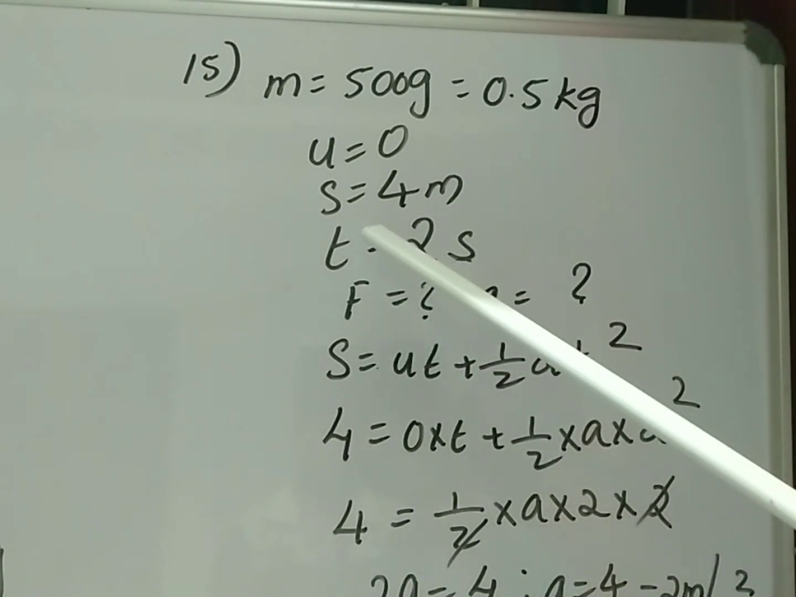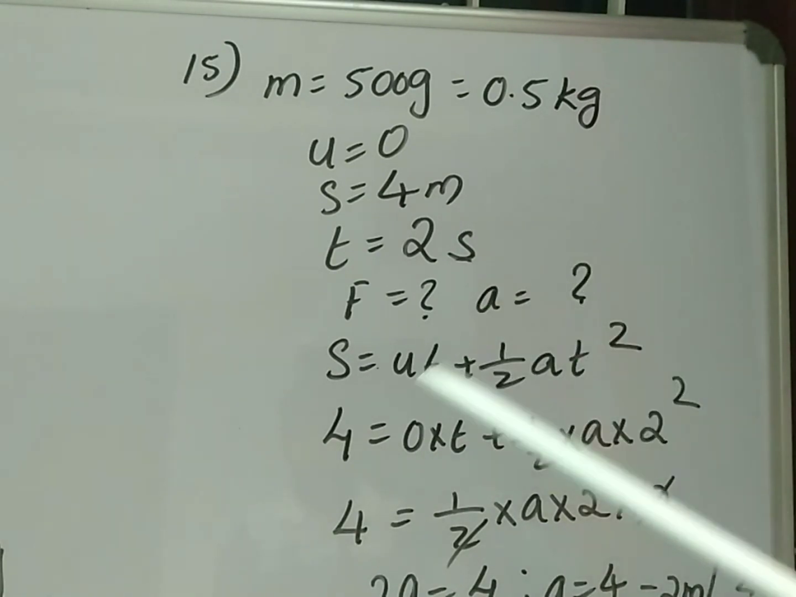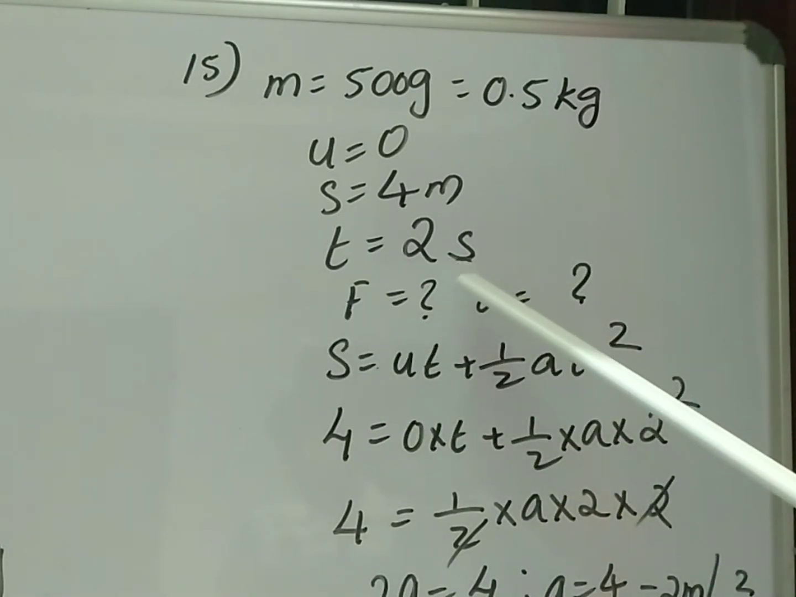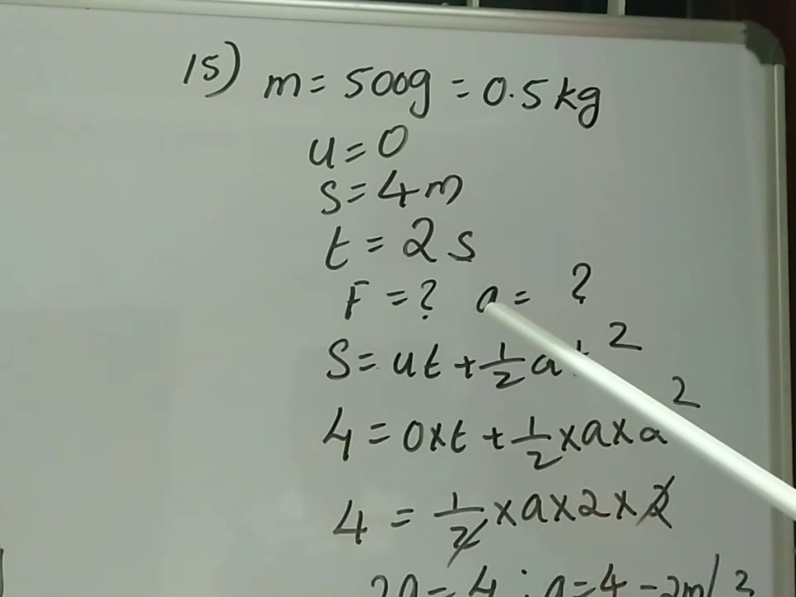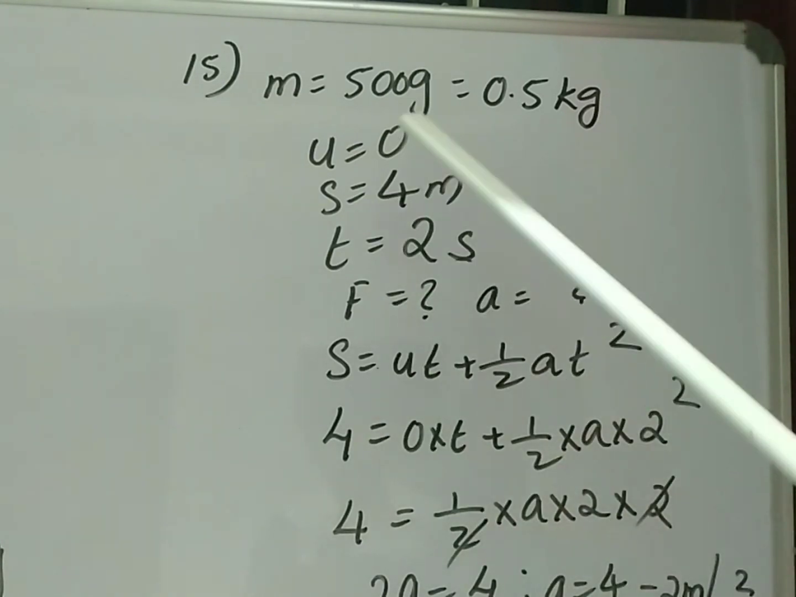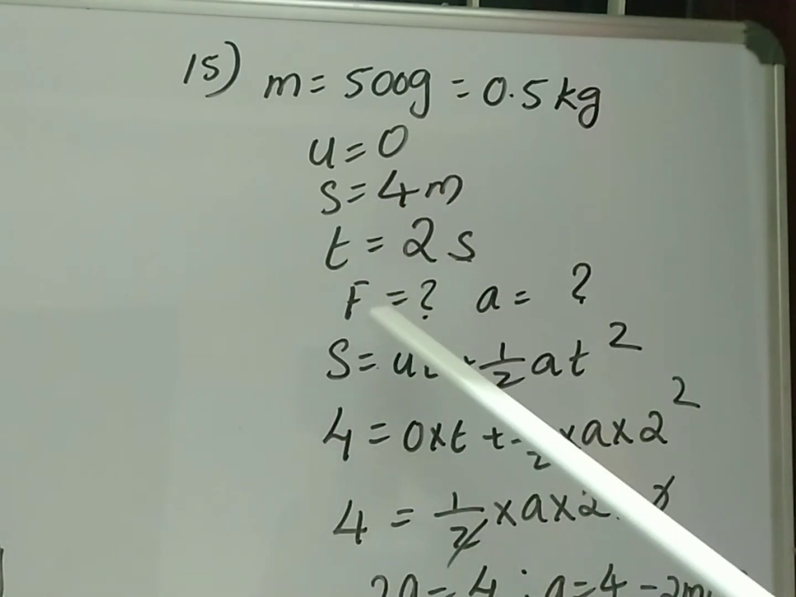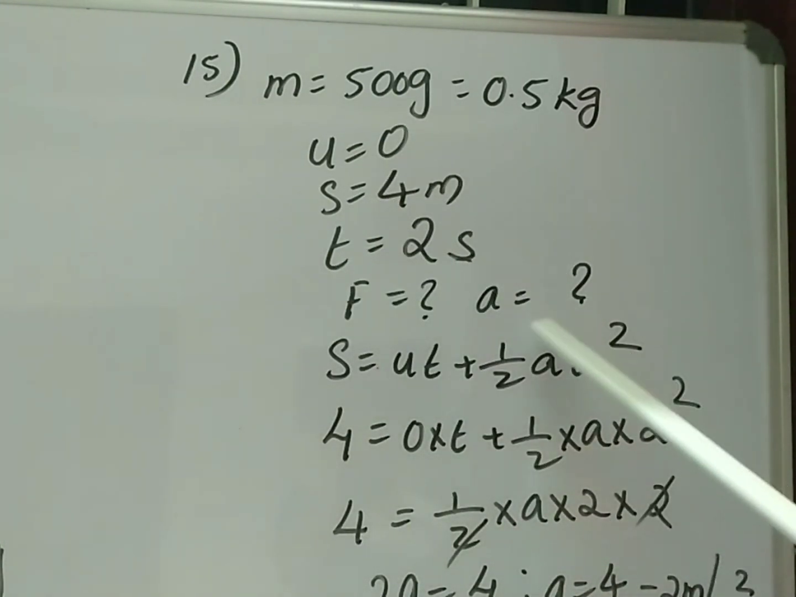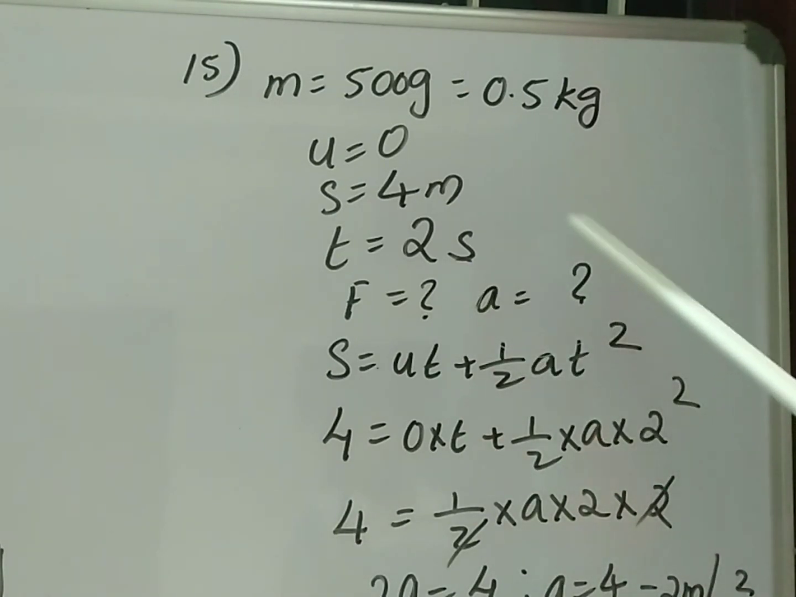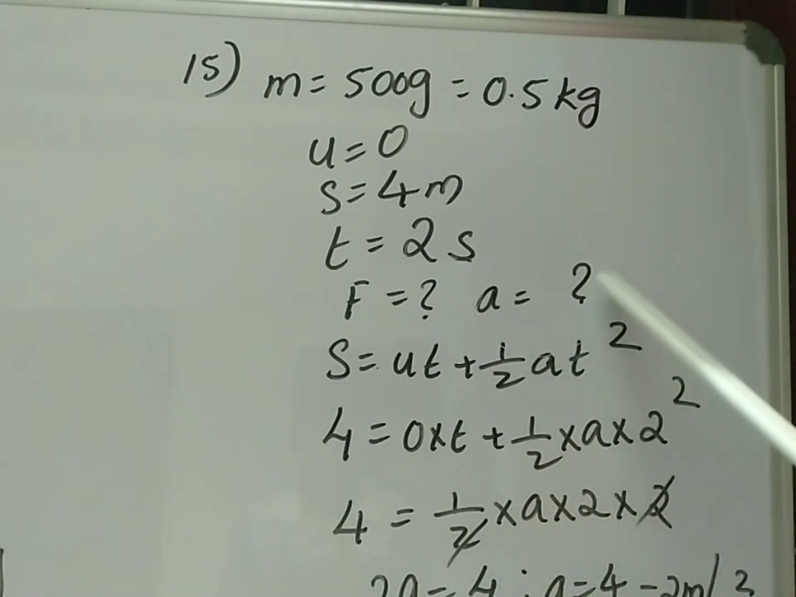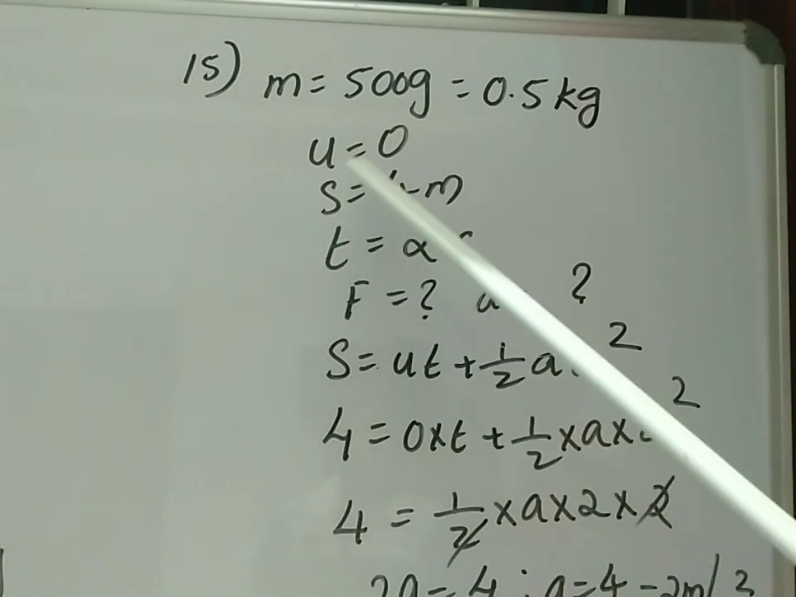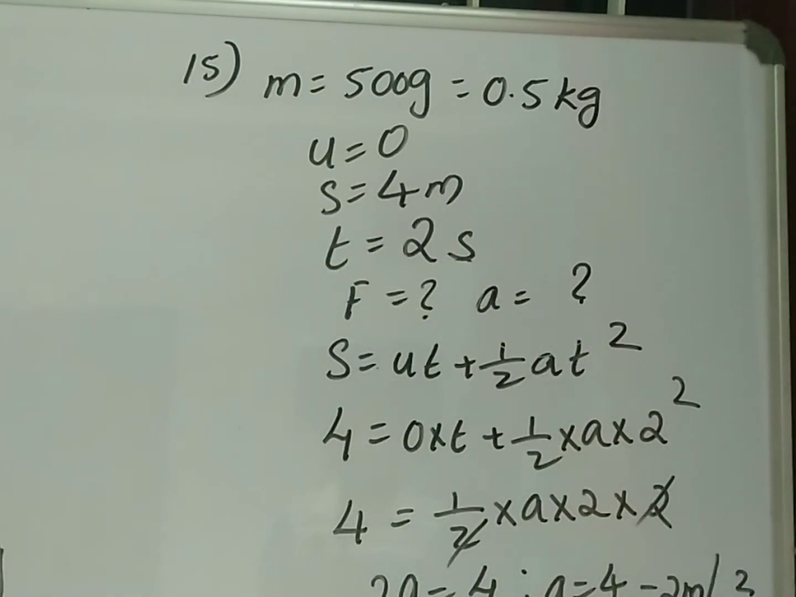So you moved 4 meter forward within 2 seconds. In 2 seconds, calculate the force applied. How much force is applied by that particular person? So we have m, u, s, t, and we have to calculate F and a. So first we can calculate a. Always give priority to finding acceleration. Here s and t, distance and time, are given.